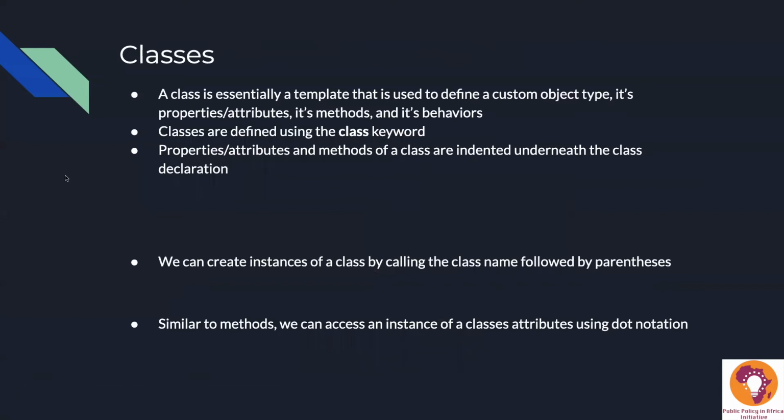So now on to classes. A class is essentially a template that is used to define a custom object type, its properties and attributes, its methods, and its behaviors. Classes are defined using the class keyword, and we'll see that here in a second. And properties and attributes and methods of a class are indented underneath the class declaration. So just like with many other things in Python, we use indentation for determining what's part of the parent structure here.